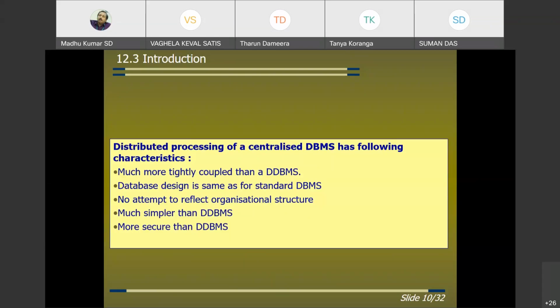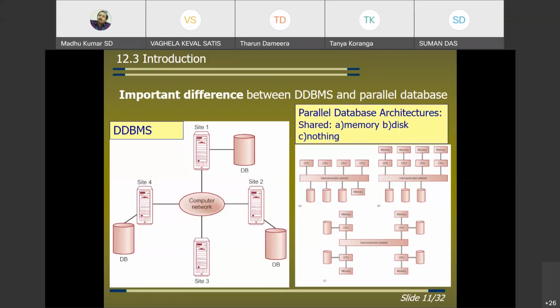It also has more security than a DDBMS. With centralized databases, you can implement better security mechanisms than in distributed database management systems. There is no local autonomy in the case of centralized databases, whereas you have local autonomy in the case of DDBMS. All right, now an important difference between DDBMS and parallel databases.